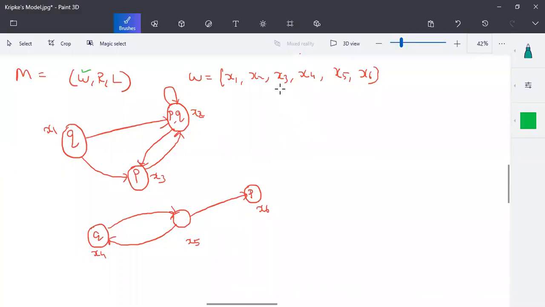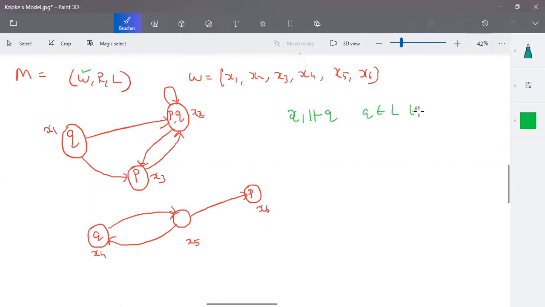So let us take some formulas and verify the validity of them. Like the first formula, I'm just taking it as Q. What does that mean? In X1, do we have Q? Yes, right? Q actually belongs to the labeling element of X1. It is allowed. So this is present. So it means that it is a valid formula.